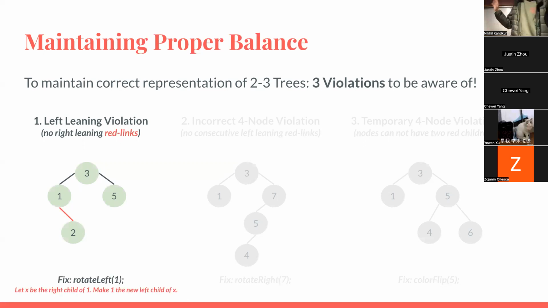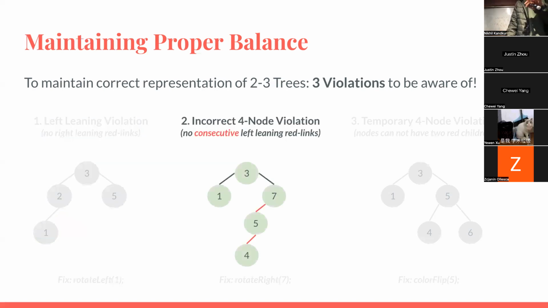So in order to fix this, what we do is called rotate left on the red link's parent. So it's going to be rotate left on 1. Once again, we let X be the right child of 1, and then we make 1 the new left child of X, right? So in this case, X is going to be 2. And then we just rotate it like that. 1 becomes the new left child of X, and then the rotation finishes. And you can see we maintain this left leaning red link, which is what we want.